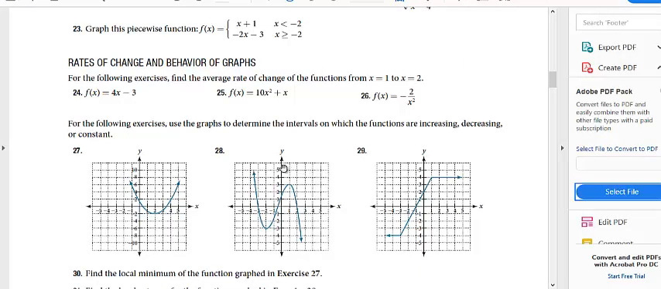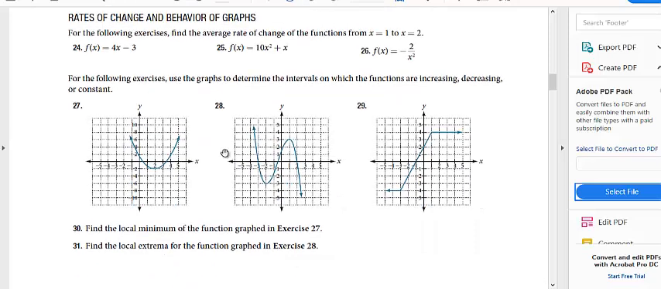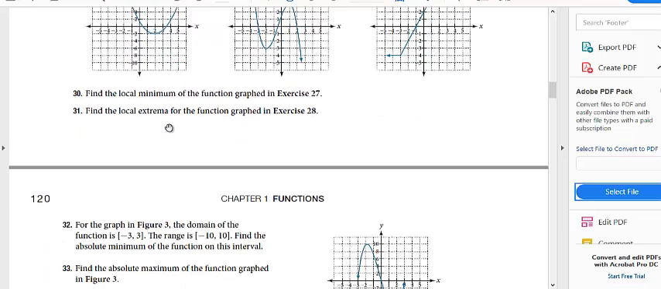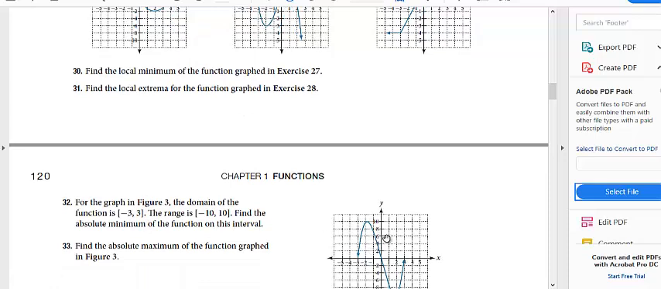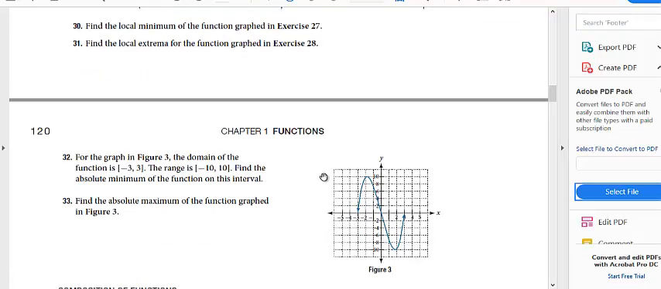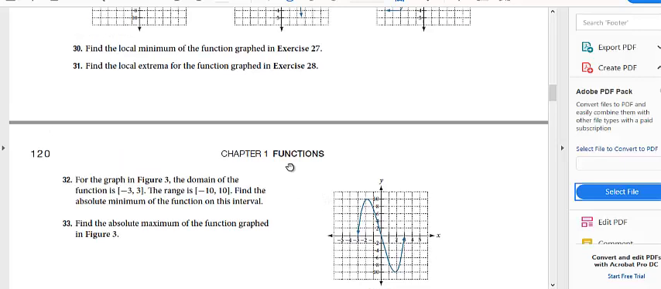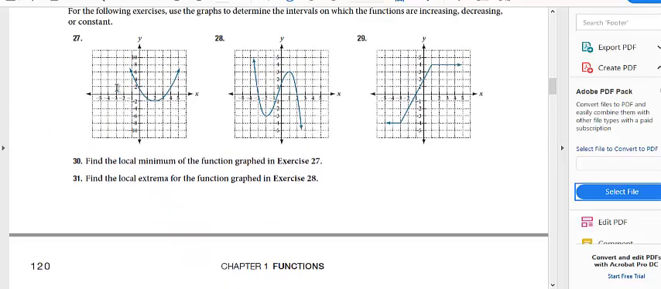Okay, next is extrema. And they're asking us to look at each one of these three problems. Well, the first two are looking at these, and then the last two, I think, are associated with this graph. So let's just talk through these.